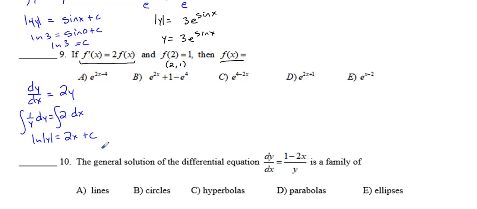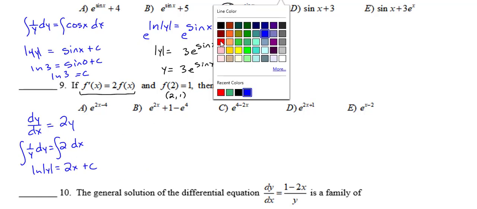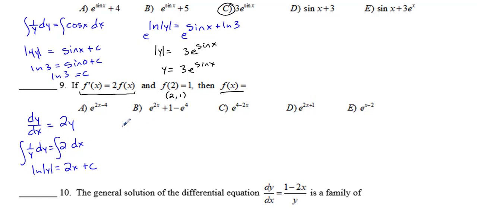Plug in your known value, solve for your arbitrary constant. Mr. Bond, do I have to plug in my arbitrary constant here, or can I solve for y and then plug in my arbitrary constant? Either way works. You might have to do a little more simplification along the way, but either way works. I like to plug it in right away, most of the time. So natural log of 1, it's positive, so no absolute value needed, equals 2 times 2 plus c.